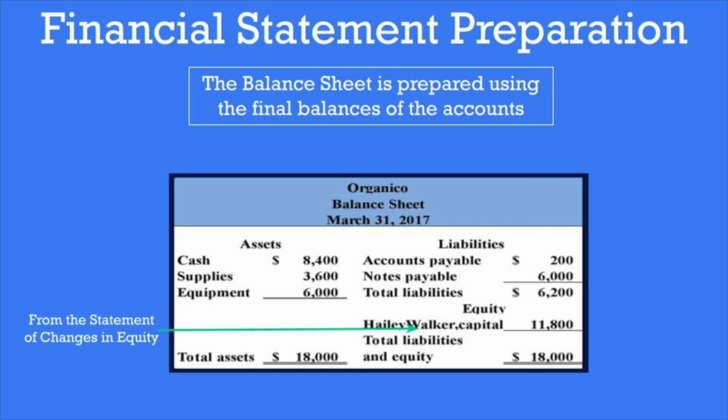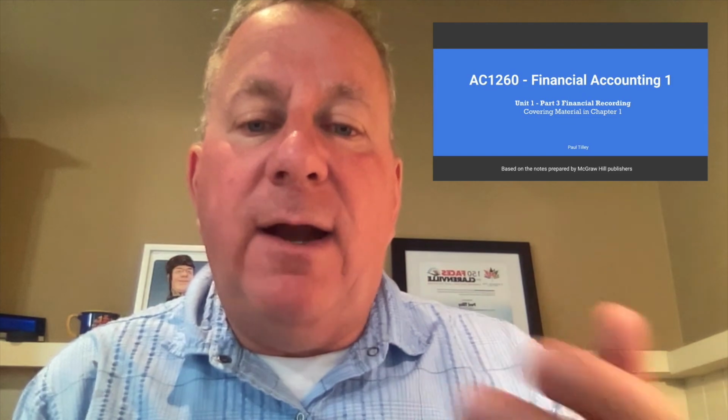So we know we got $8,400 in cash, $3,600 in supplies, $6,000 in equipment at the end, for a total of $18,000 in assets. The liabilities, there was $2,000 left in accounts payable, notes payable was $6,000 for a total liability of $6,200. From the statement of changes in equity, we can see that her equity is $11,800. We add up the total liabilities and total equity. We know that the total liabilities and equity is $18,000. And that is how the system works. It records the transactions, and at the end of the period, then we can create our financial statements.